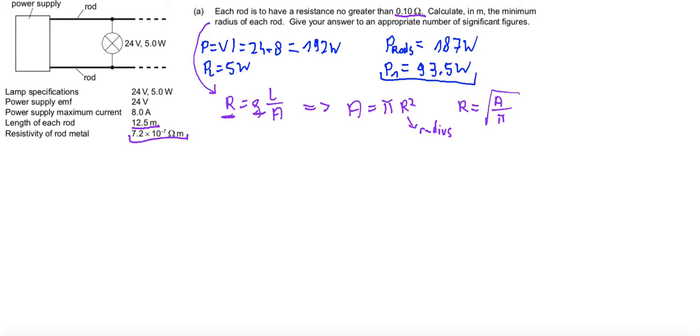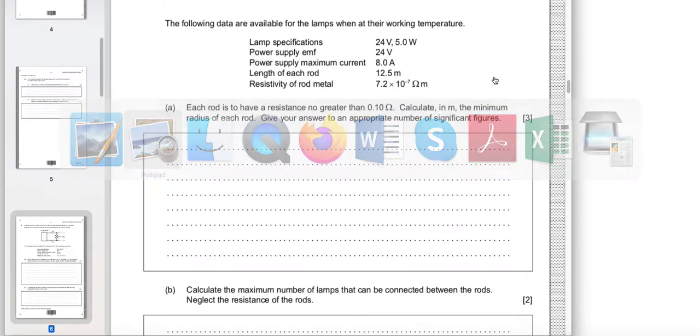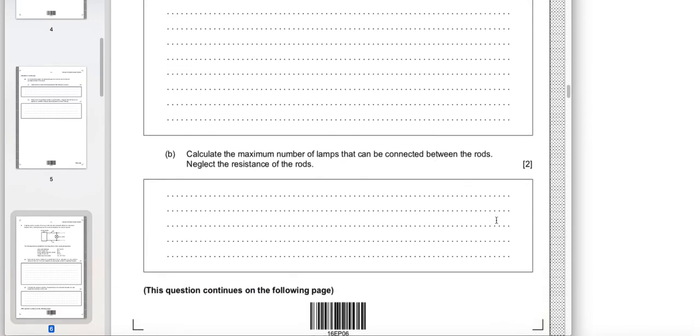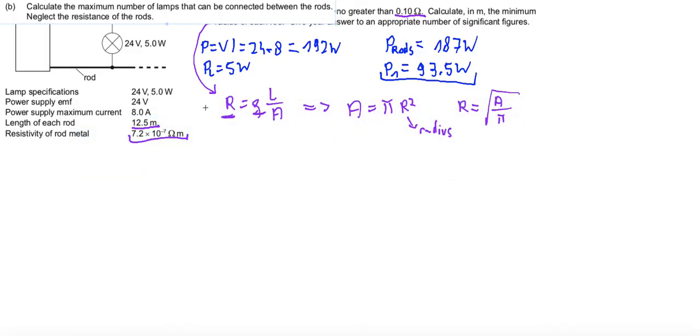So you can calculate r, where r is the radius, by using this equation. So the radius of each rod will be the square root of the cross-sectional area obtained in previous calculations divided by pi. So, okay. B. Calculate the maximum number of lamps that can be connected between the rods. Neglect the resistance of the rods. So now we have to neglect the resistance of the rods. Okay. And we have to calculate the number of lamps.